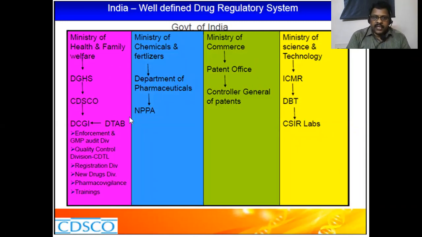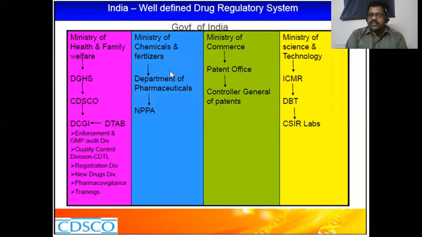And there is an advisory board that functions parallel to the DCGI, called the Drug Technical Advisory Board, DTAB. This is powered by the Drugs and Cosmetics Act. The role of the DCGI covers enforcement and GMP audit, quality control divisions, registration division, new drug approval division, pharmacovigilance division, and conducting training for pharmacists. This role is done by the Ministry of Health and Family Welfare.